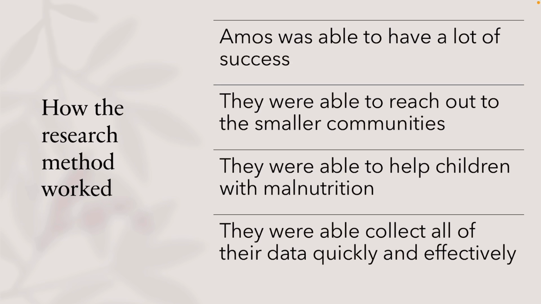How the research method works: Amos was able to have a lot of success. They were able to reach out to smaller communities. They were able to help children with malnutrition, and they were able to collect all their data quickly and effectively, and because of this, they were able to help more and more kids in Ecuador and be very successful.